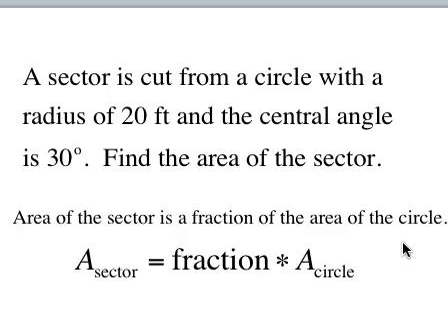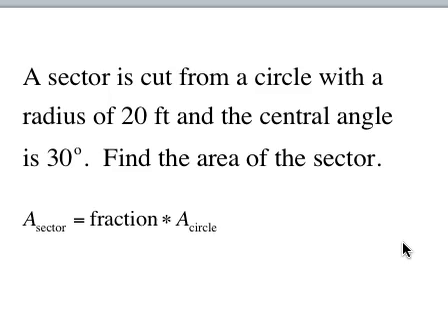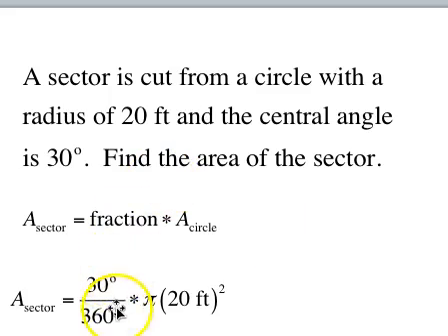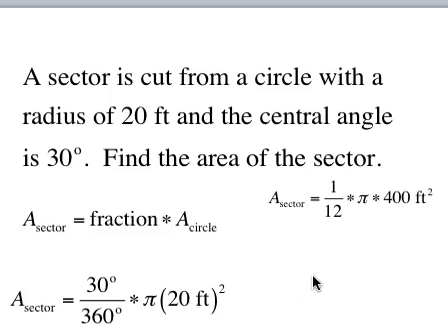Pi times the radius squared. So the area of the sector is that fraction times the area of the circle. Our fraction here, 30 degrees over 360 degrees, times pi times the radius squared. Pi times 20 feet squared. 30 degrees over 360 is 1/12. Pi times 20 feet squared is 400 pi square feet.